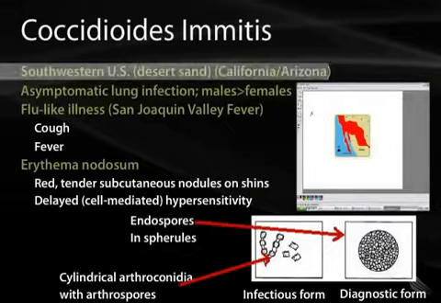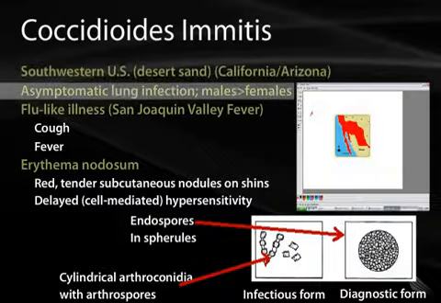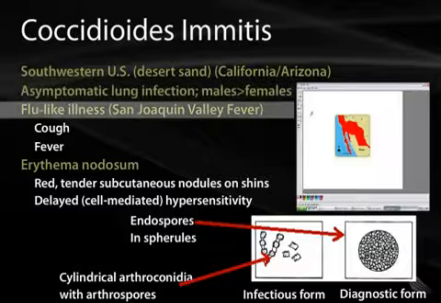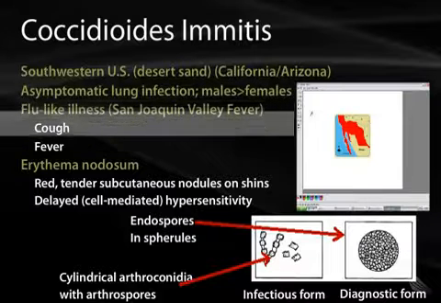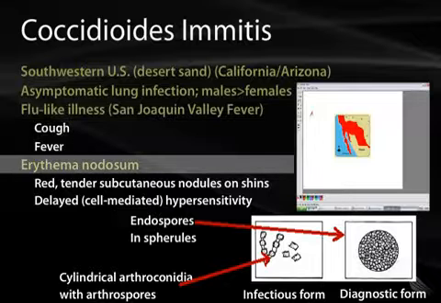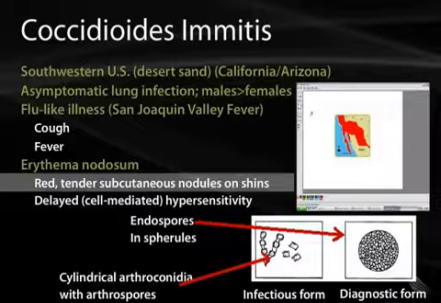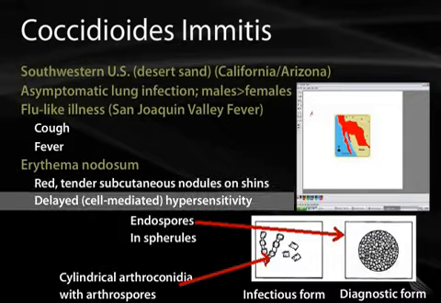Coccidioides immitis is frequently found in the southwestern United States, like California and Arizona. It's a frequent cause of asymptomatic lung infections, again in males more than females. It can cause a flu-like illness, which is known as San Joaquin Valley fever, with a cough and fever, and you can get erythema nodosum, which is red, tender subcutaneous nodules on the shins. This is a delayed or cell-mediated hypersensitivity reaction. When you look in the infectious form, you can see cylindrical arthroconidia with arthrospores, and you look in the diagnostic form, you see endospores in spherules.